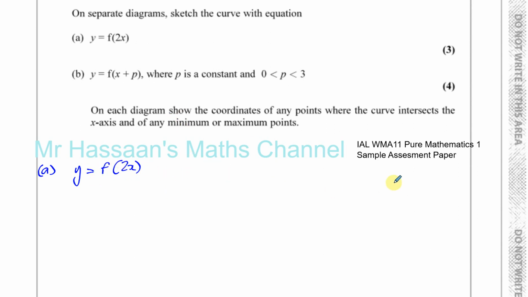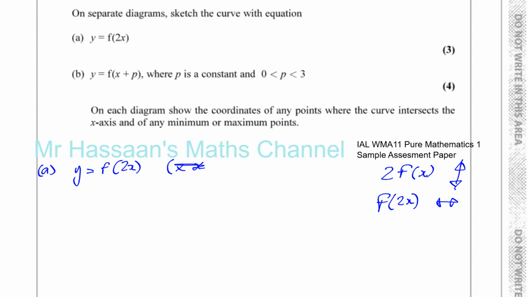If you're multiplying outside the function, then it's got something to do with a vertical stretch. If you're multiplying inside the function like this one, it's got something to do with a horizontal stretch. So the x coordinates are affected and the y coordinates remain the same. Now, how are the x coordinates affected? When it's inside the function, it always acts a bit strange, opposite to what you might think. So instead of multiplying the x coordinates by 2, you multiply them by the reciprocal of 2, which is a half.